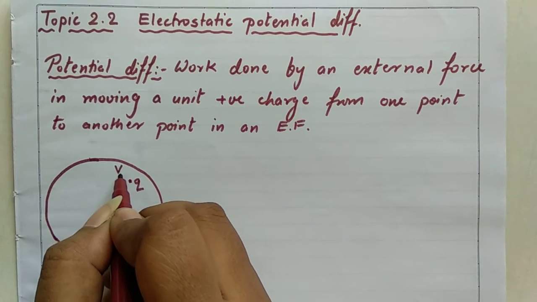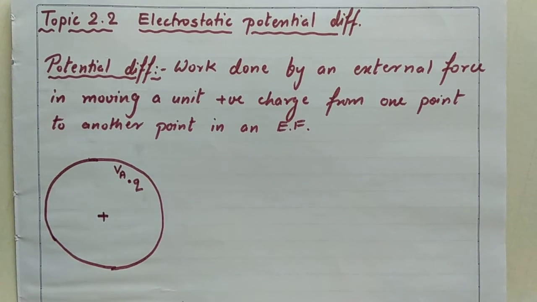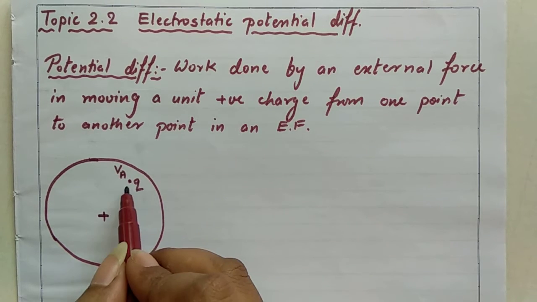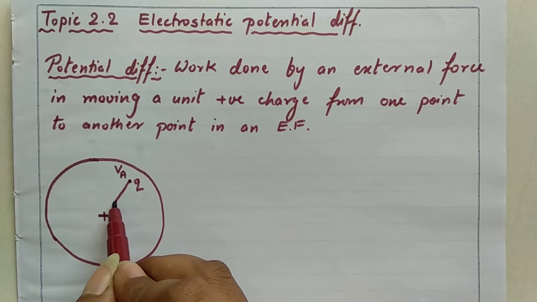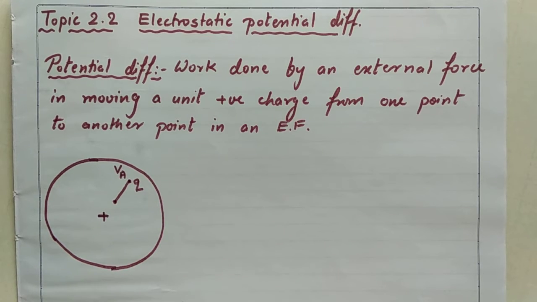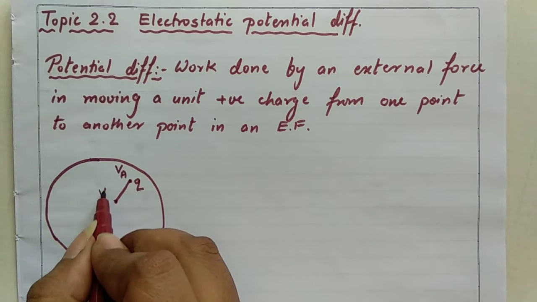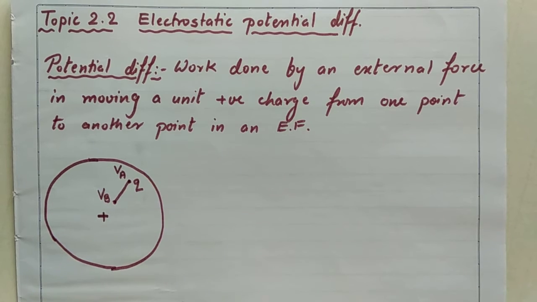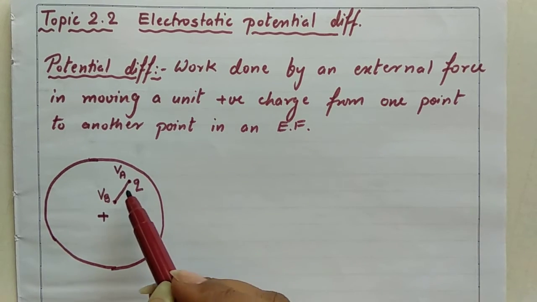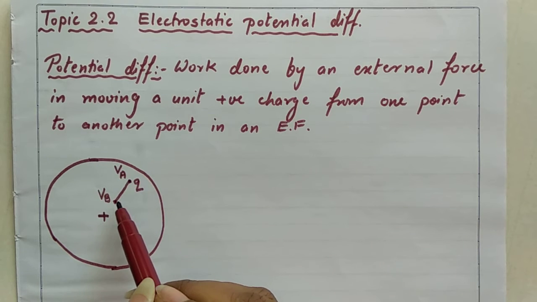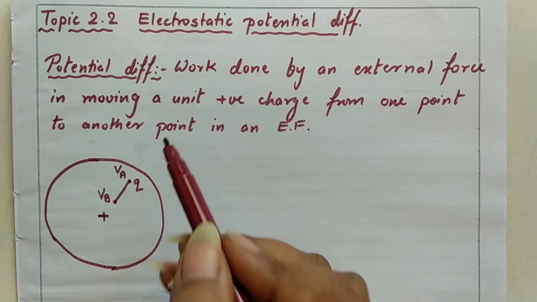Then the potential at this point is known as VA. Now suppose I want to shift this unit charge from this point to here. Suppose this is point B. Then potential at this point is known as VB. So whatever work I will be doing in shifting this charge particle from position A to position B is known as potential difference. Just see the definition.